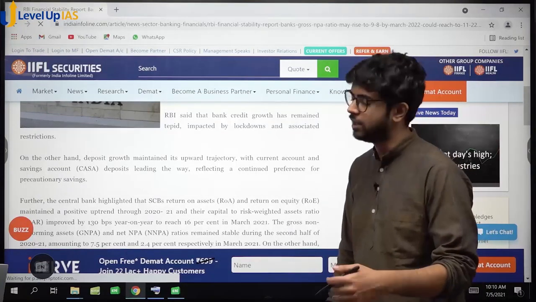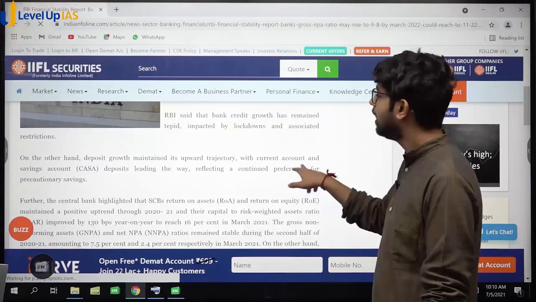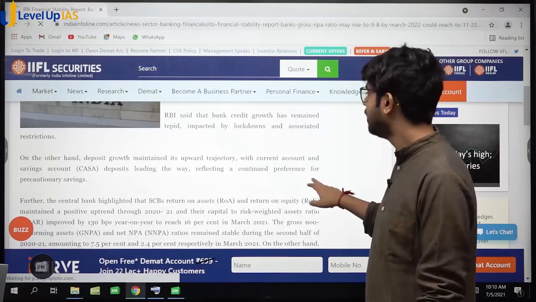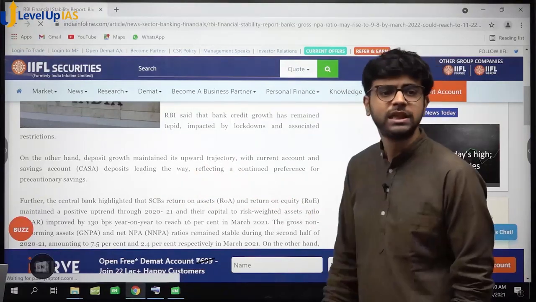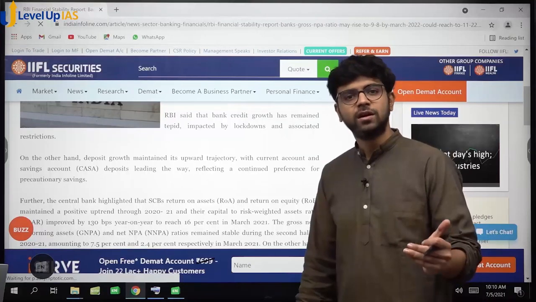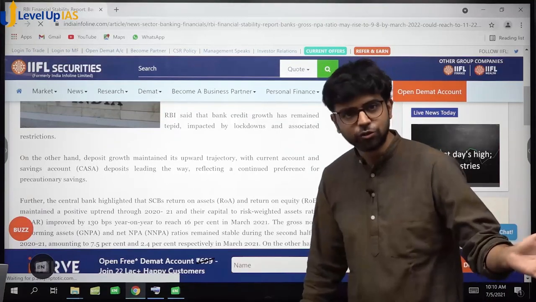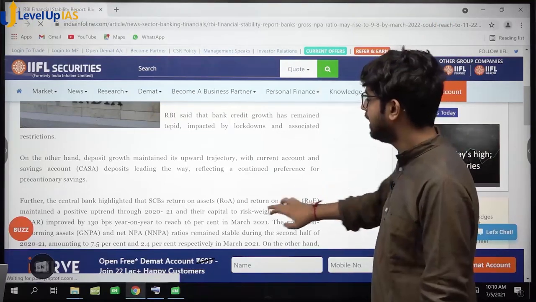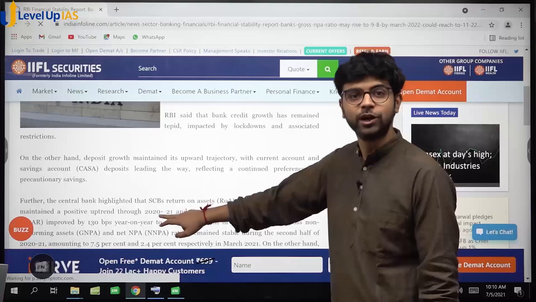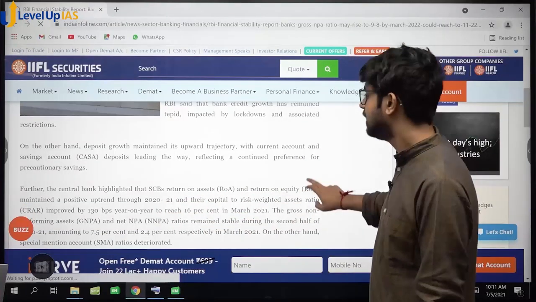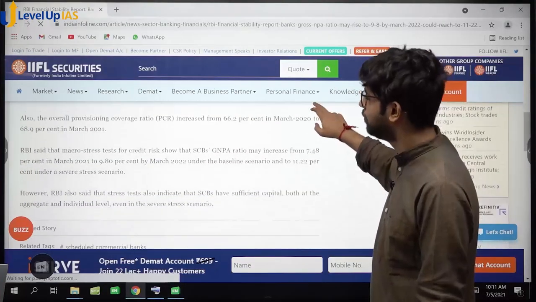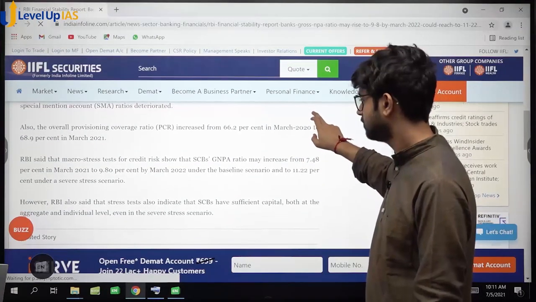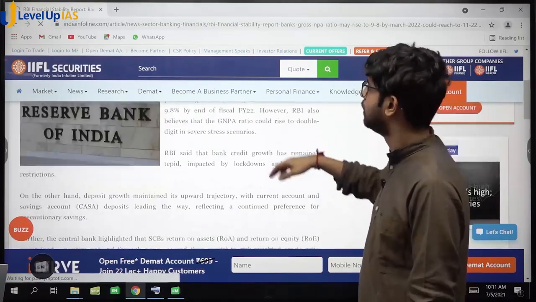On the other hand, deposit growth maintained its upward trajectory. Deposits are on the liability side, with current account and savings account. Remember, I told you they are called CASA. Deposits are leading the way, reflecting a continued preference for precautionary savings. Why precautionary savings? Because they are considered safe. Keeping money in a bank is considered safe instead of keeping it in gold or shares. Further, the central bank highlighted that SCBs are scheduled commercial banks. Do we know scheduled commercial banks? Return on assets and return on equity, no need. We are going to come to all of that. Okay, we have just started the journey.